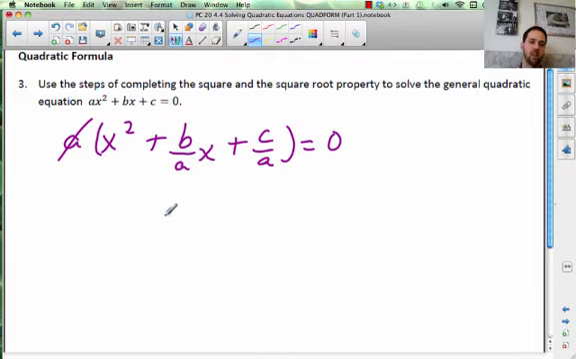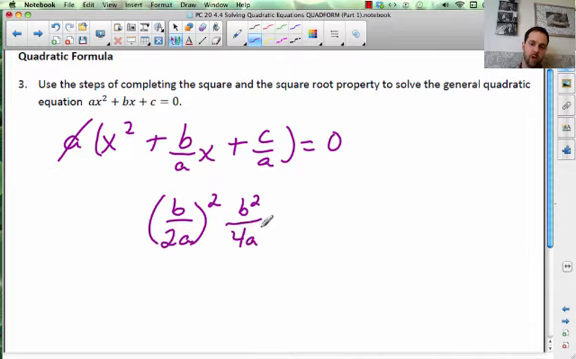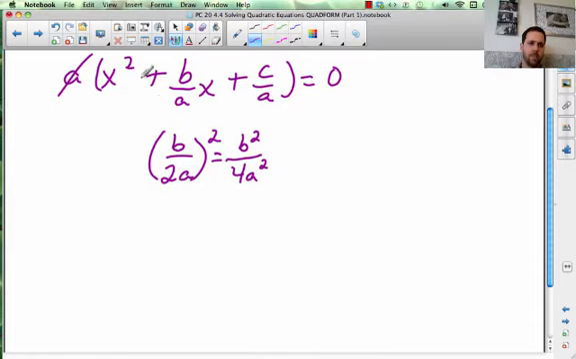Now we're going to divide this by 2. So we get b over 2a, and then we're going to square it, and we get b squared over 4a squared, just like we do with our linear term when we use real numbers. Okay? So let's see what this looks like.